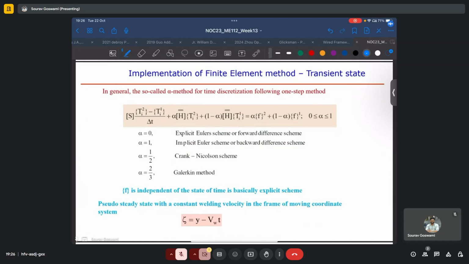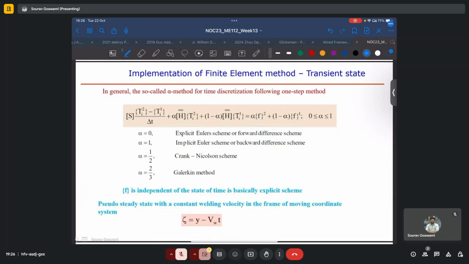So in the most general sense, h times (T2 minus T1) by del t plus alpha h times T2 plus (1 minus alpha) h T1 equals alpha f2 plus (1 minus alpha) f1. Here the superscripts 1 and 2 refer to the two discrete time steps. So 2 can be the current step, 1 can be the previous time step. And based on the value of the parameter alpha, which will typically lie between 0 and 1, both included, the method takes on various names.